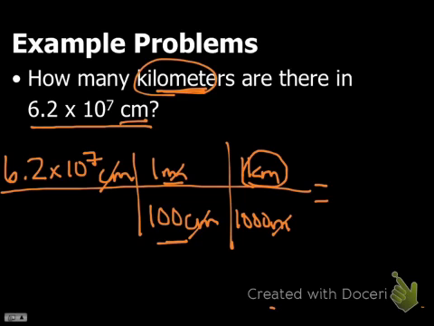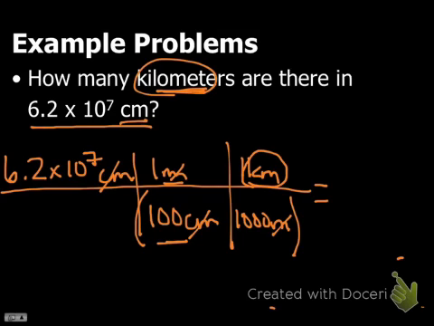Then I go through and do my calculation. So now I'm going to take 6.2 times 10 to the 7th times 1 divided by 100 times 1,000. Now when you do this all on your calculator, if you try to do it all in one step, the best thing to do when you hit that divided by button is to put parentheses around all of this stuff on the bottom. That usually works out a little bit better if you do that.